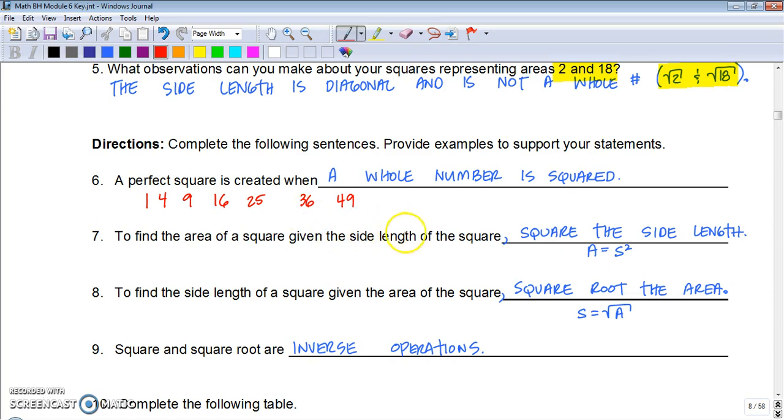To find the area of a square given the side length of the square, we square the side length, which is essentially derived from length times width, but those two dimensions are equal in a square. To find the side length of a square given the area, we are going to square root the area. We are also reminded of what we figured out in Module 5, which is that squares and square roots undo one another.